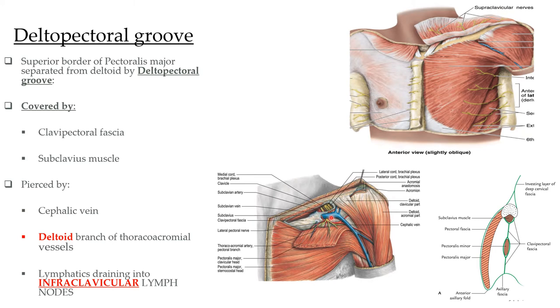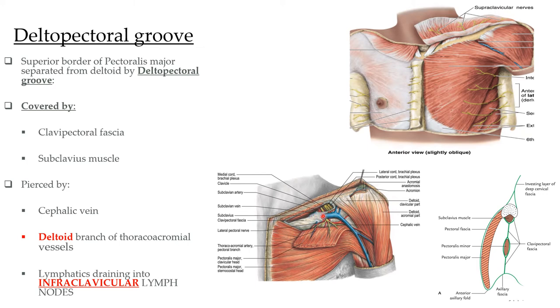The other structure present in the deltopectoral groove is this red color structure, which represents the deltoid branch of the thoracoacromial artery. The next structure present in the deltopectoral groove is the lymphatics. The lymphatics present in the deltopectoral groove drain the lymph from the upper limb and the pectoral region, and finally drain the lymph into the underlying group of lymph nodes, which are called the infraclavicular group of lymph nodes.